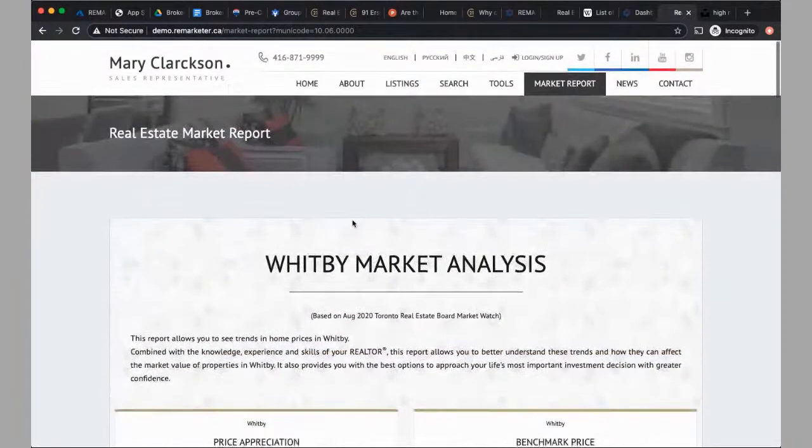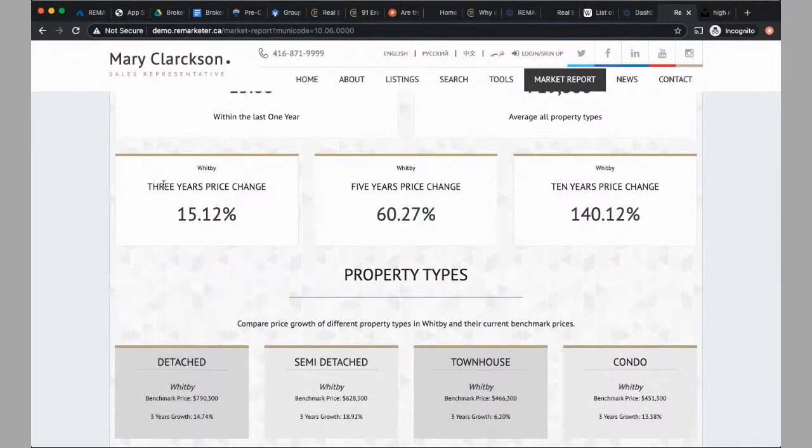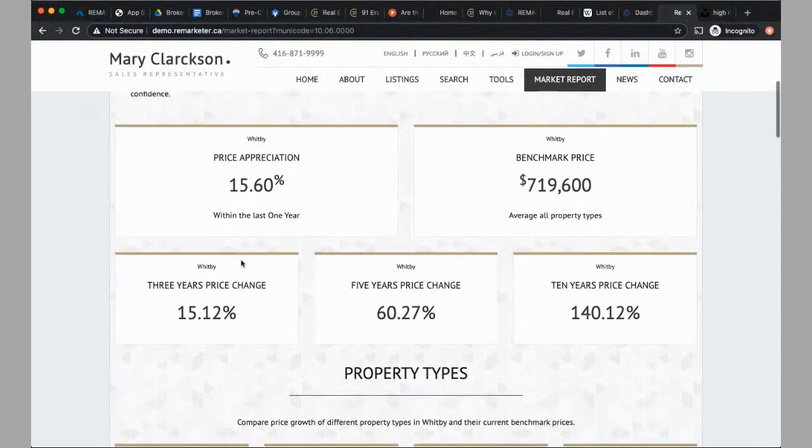So for example, here I'm looking at the Whitby market analysis. So we have the price appreciation within the last 1 year, and then we have the benchmark price for all property types. So I'll explain to you what these mean, benchmark price, and what we mean by all property types, and then how we can break these down. Then we have the last 3 years price change for Whitby, 5 years price change, and 10 years price change. So it's important for us to be able to understand the difference between these different variables as well.